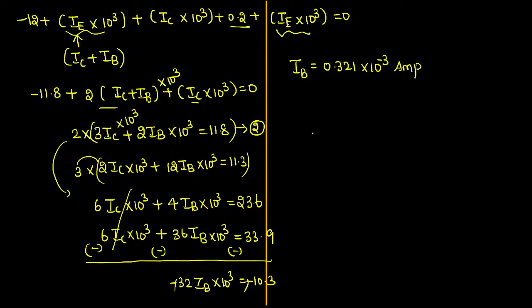Okay, sir. Then how will you get the collector current? Take any one equation. You can take equation number 2 or equation number 1. It's your wish. And substitute the value of base current.